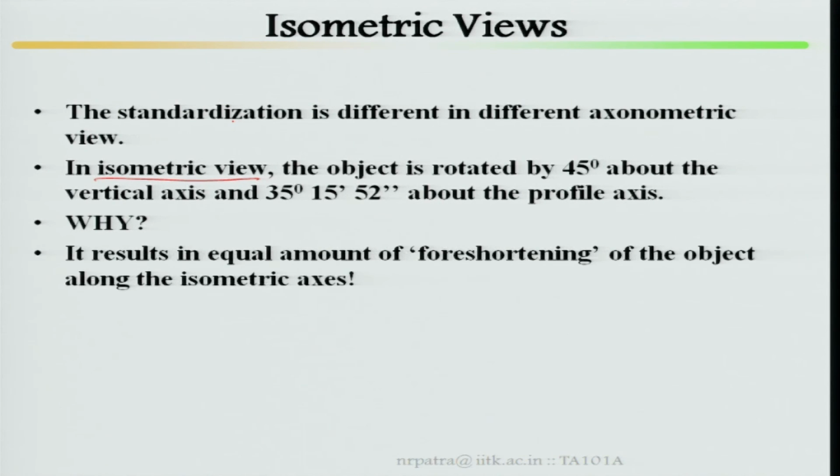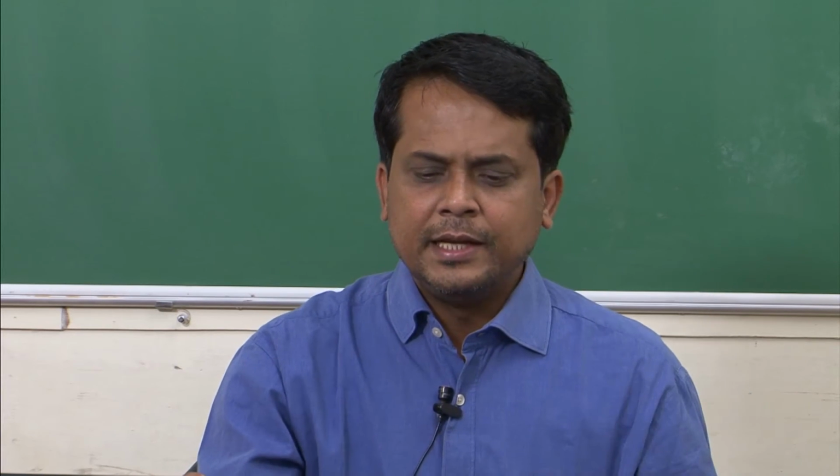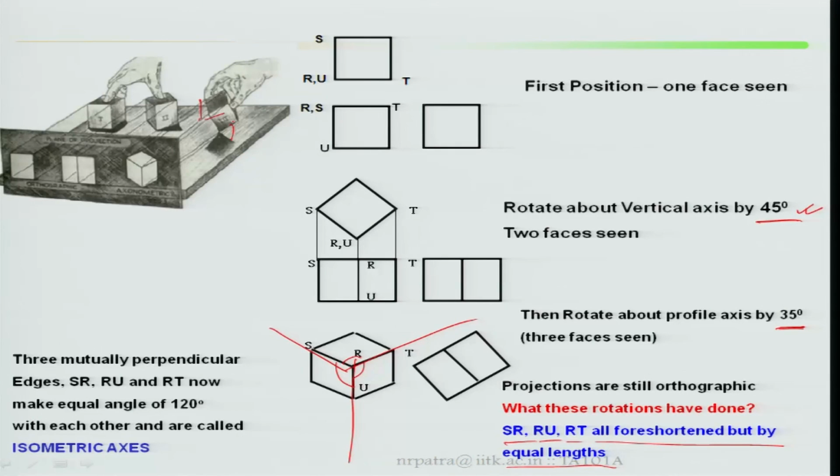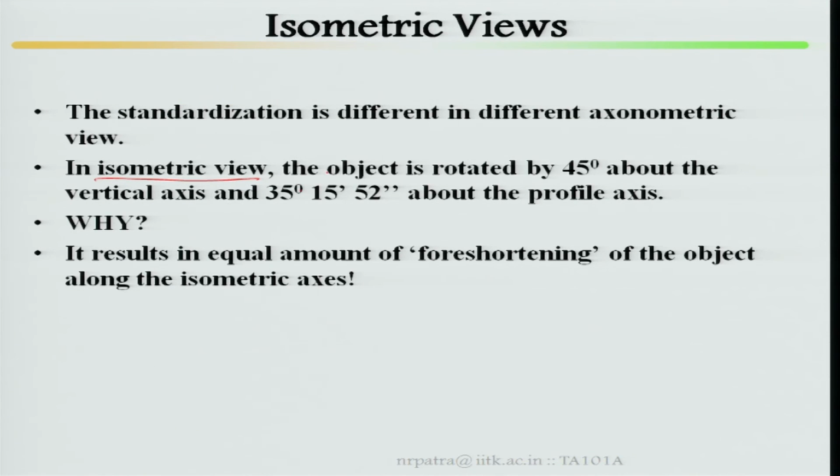Why are you doing this? Because as I said earlier, it has to be standardized. It results in equal amount of foreshortening of the object along the isometric axes. What are the isometric axes? SR, RU, RT. These are your three isometric axes. With respect to isometric axes, it will be equally foreshortened. That means length, width and depth directions will be equally foreshortened.